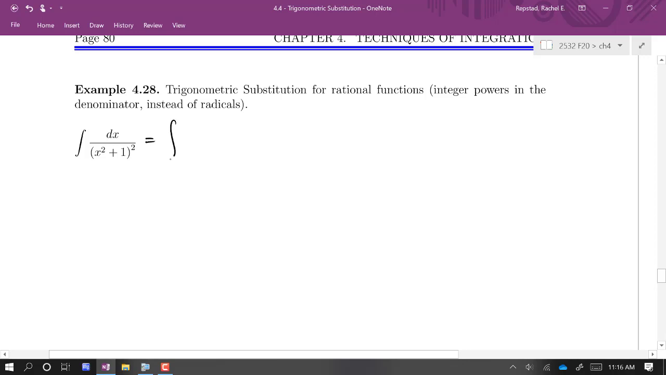So if we have x squared plus 1 squared, I can see that as the square root of x squared plus 1 raised to the 4th power. So there's our radical. We'll use that radical to help us draw this triangle and make the correct substitution.